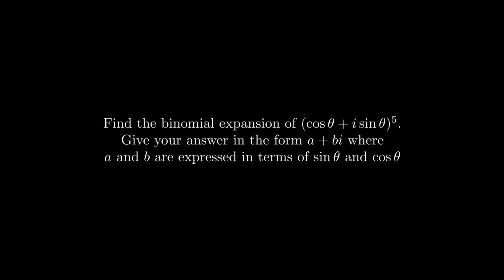The question asks us to find the binomial expansion of (cos θ + i sin θ)^5, and to give our answer in complex number form. This question is a mix of the binomial expansion and giving coordinates in polar form. However, it looks more complicated than it is, and all you really need to do is work out your binomial expansion of cos θ + i sin θ, remembering to use your rules of complex numbers where i squared is equal to -1, and go on from there.